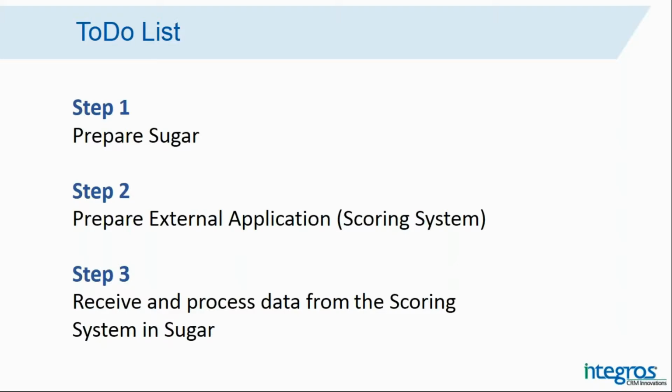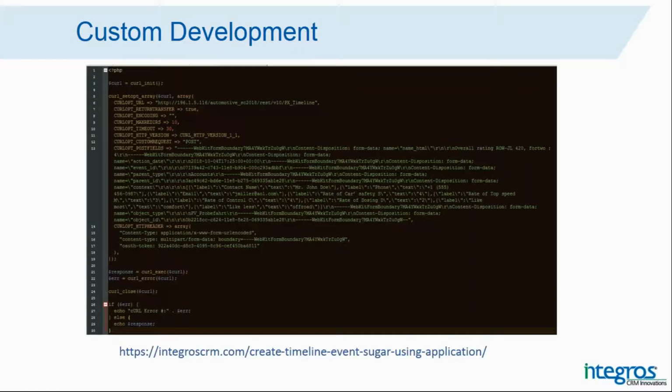There are 2 ways in which we can perform the third step. Either it may be code development or Sugar configuration. Before our demo, let me say a few words about both ways. Key events on the timeline may be entered through custom code. If you are a Sugar developer or you can make customizations, you may take a look at our article on the site on how to create timeline entries through custom code.